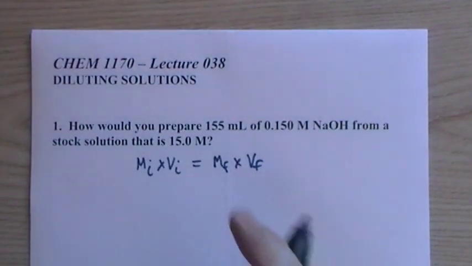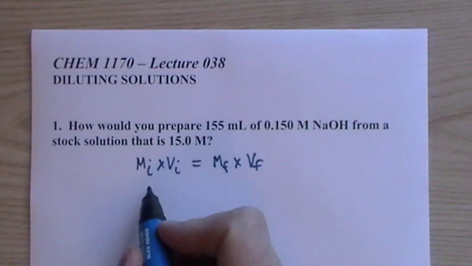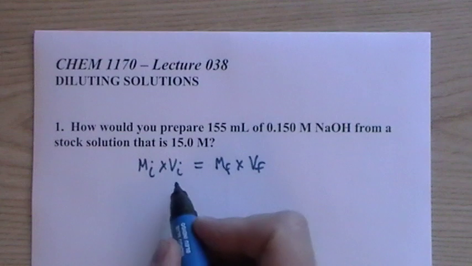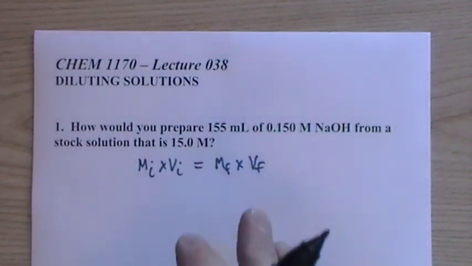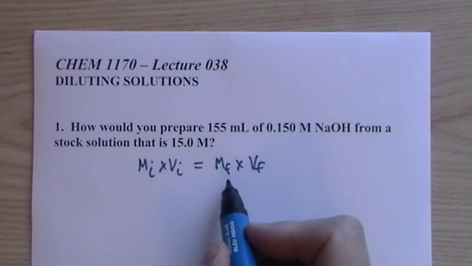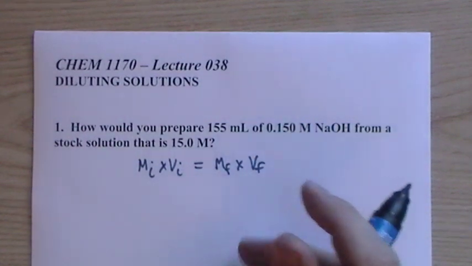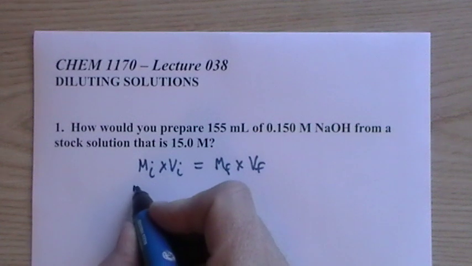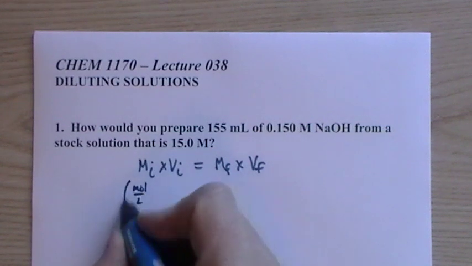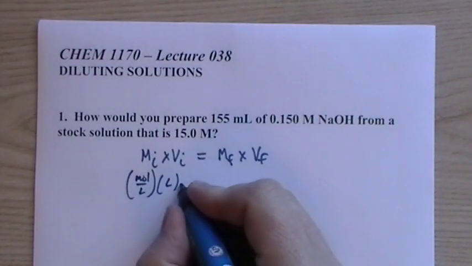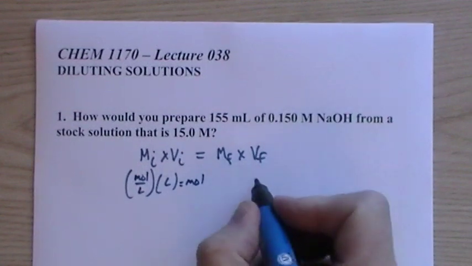We have Mi, the initial concentration, or the stock concentration, times the initial volume. So we take a volume of a stock solution, or the beginning solution, and that has to equal the concentration we end up with after dilution times the volume. The reason is that concentration is moles per liter, and the volume is in liters, and we end up with moles. Well, we end up with moles on the other side too.